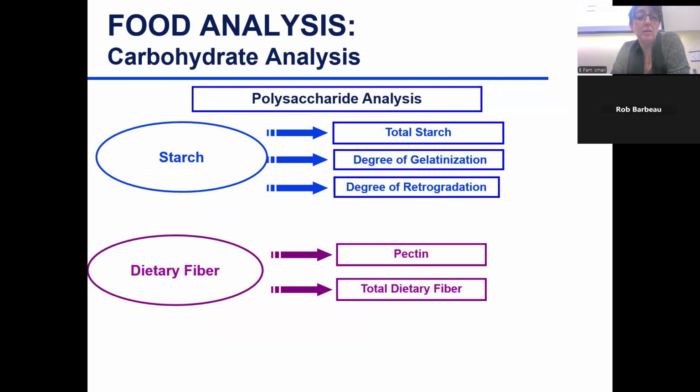Polysaccharides analysis. So we're going to talk about starch and dietary fiber. Under starch, we're going to talk about total starch determination. And then these two characterizations are very important in the food formulation world and shelf life and development of products, looking at degree of gelatinization and degree of retrogradation.